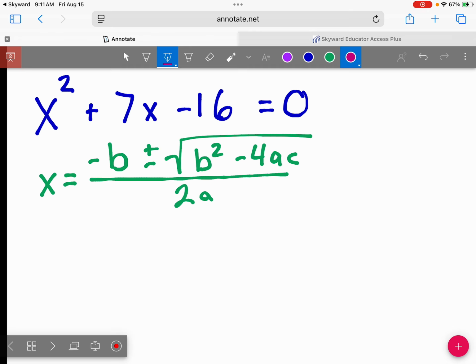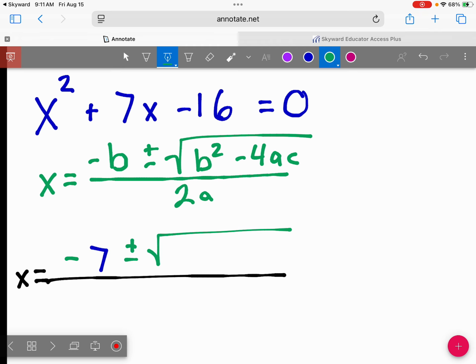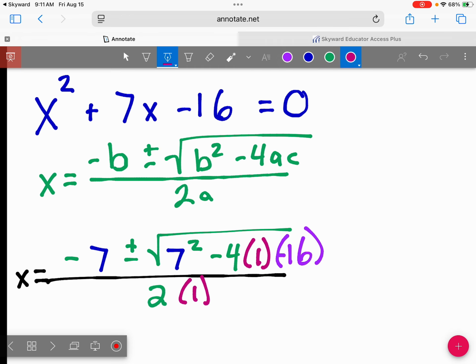Okay, so using our quadratic formula, we can find our answers for this. What is our A value? 1. What is our B? 7. And what is our C? Negative 16. So we plug those pieces in. We have the opposite of 7 plus or minus the square root of 7 squared minus 4 times 1 times negative 16, all over 2 times 1. Oh, Lordy.